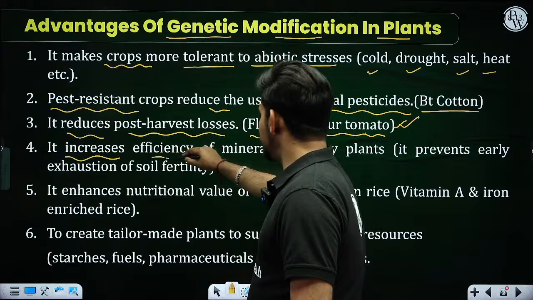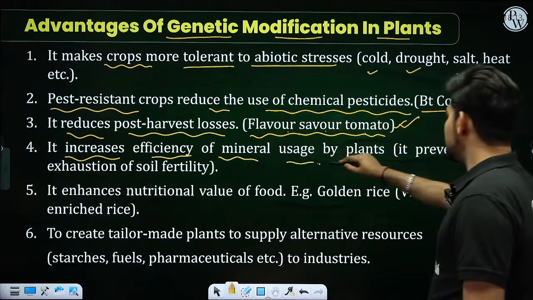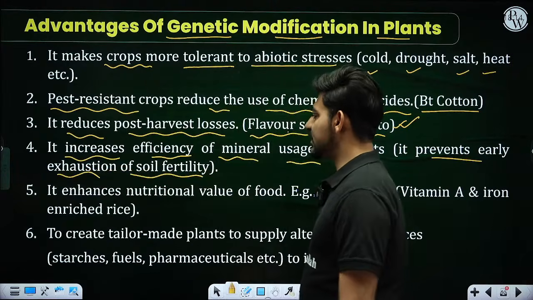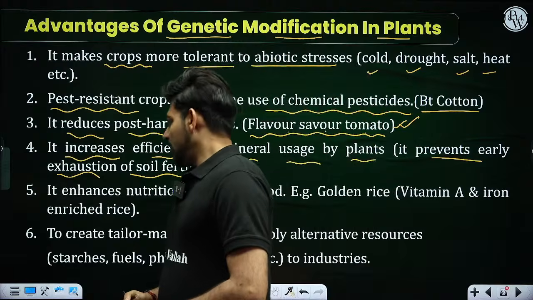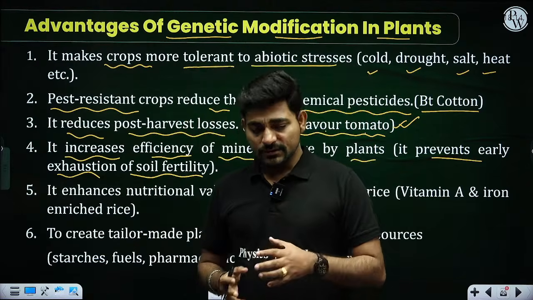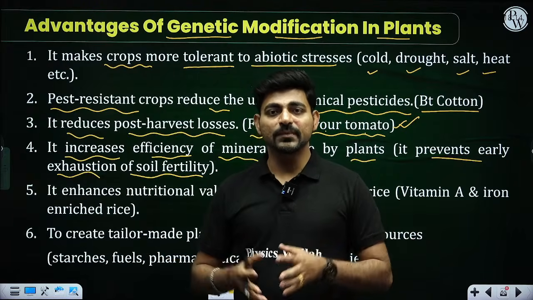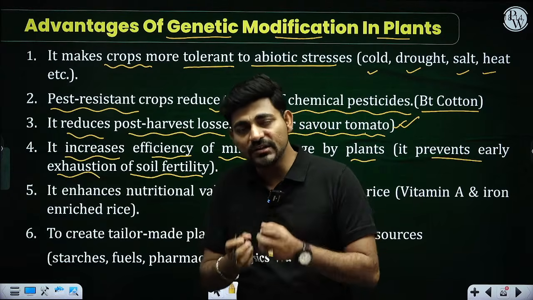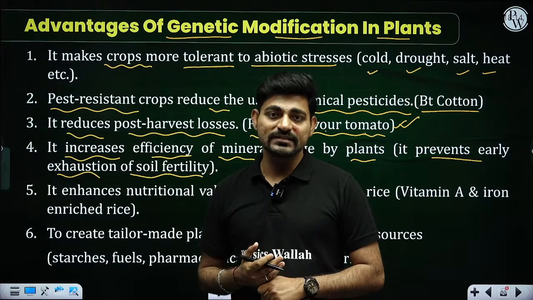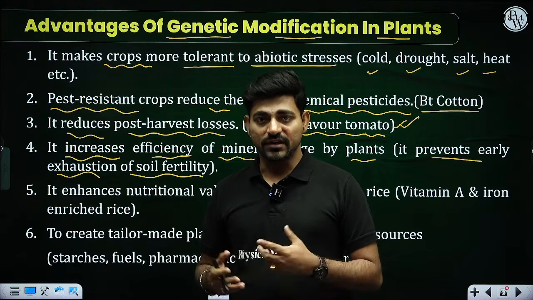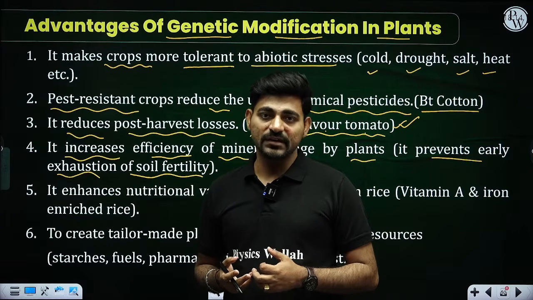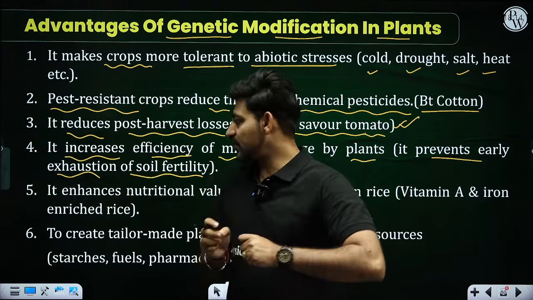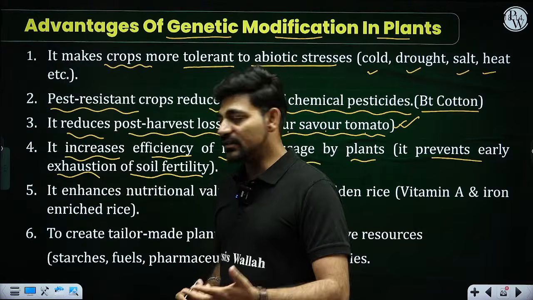It increases the efficiency of mineral usage by plants. It prevents early exhaustion of soil fertility. Okay. That means you have to provide nutrients for the growth of plants, and most of the time the native plants are very much reluctant to absorb the nutrients, or rather it can be said the humus from the soil. But the genetically modified plants are compelled to absorb those organic nutrients easily from soil. So, that is again beneficial for the farmer.